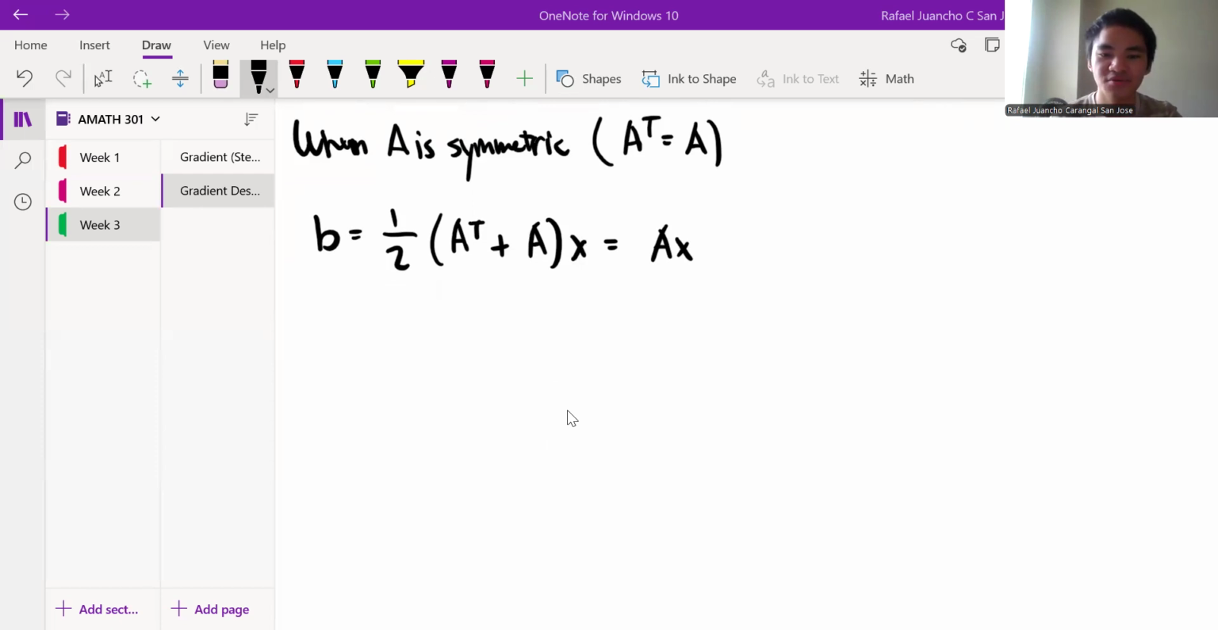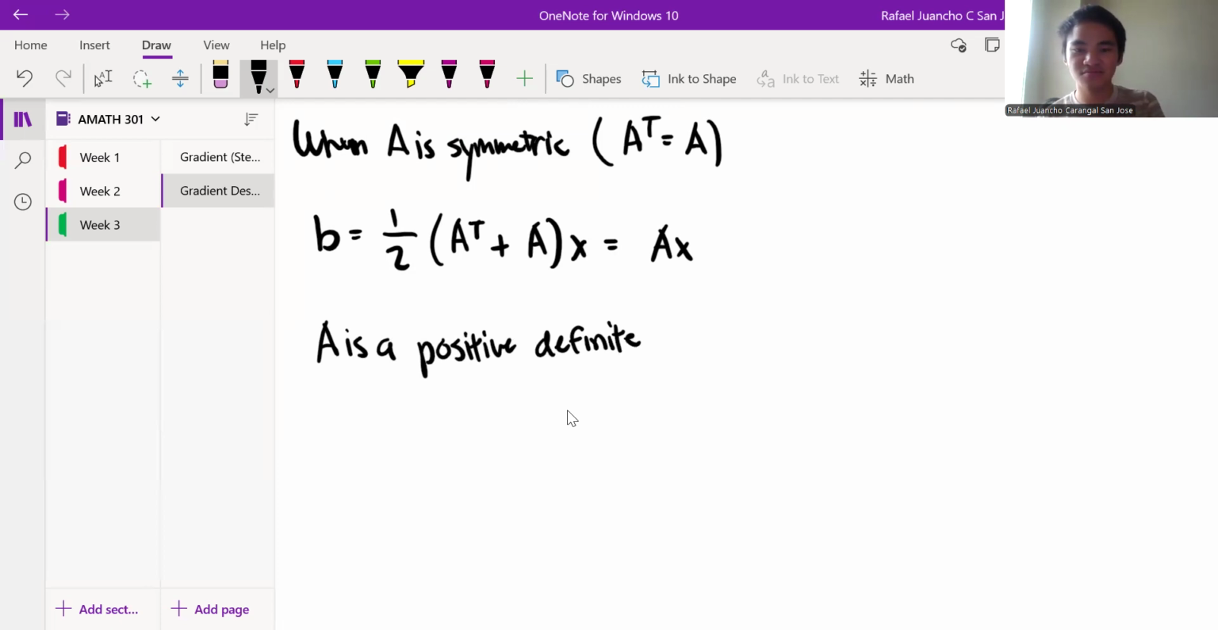And so that's the idea of our f of x. We can either have a minimum or a maximum, right? So here let's introduce something. We're going to say that A is positive definite. Let me go into that first. And what does it mean if it's positive definite? Well, my function has a minimum. That's what it means.